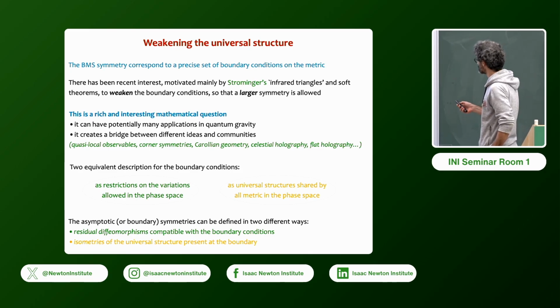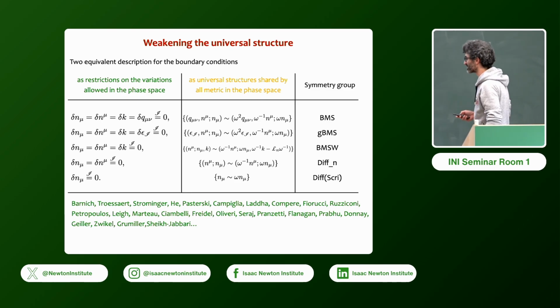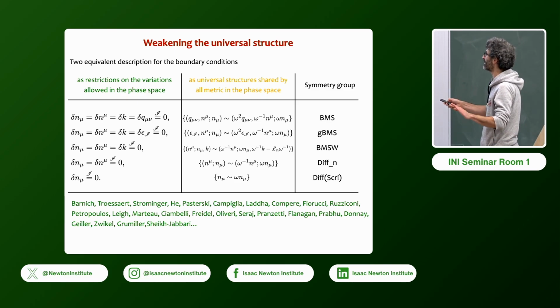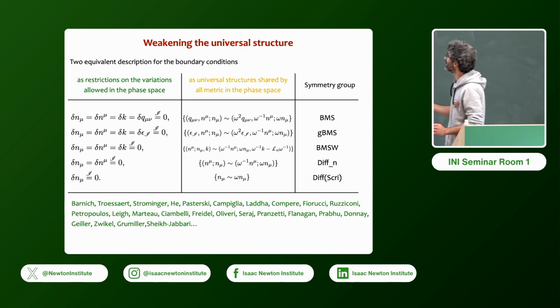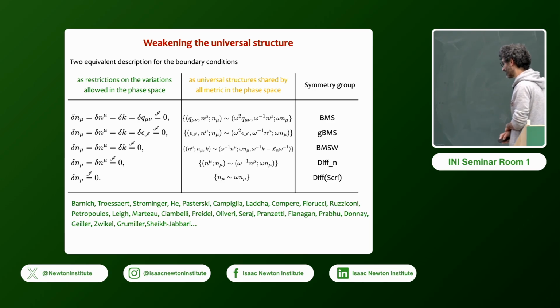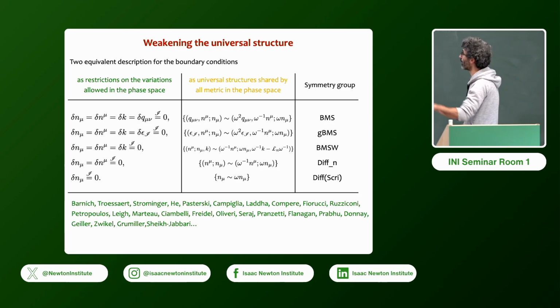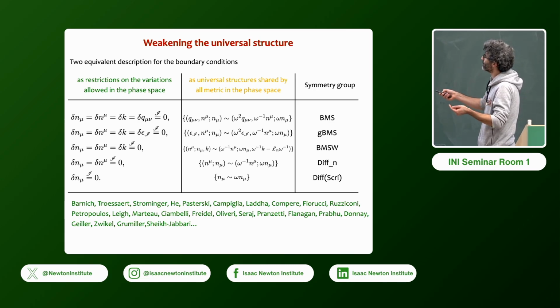So let me just say, if you are familiar with the boundary condition description of the BMS group, then you would say the normal is fixed, the affine parameter is fixed, the induced metric is fixed. If you prefer Geroch's or Penrose's universal structure description, you would say there is an equivalence class under conformal transformations of induced metric and null vector field that are common to all asymptotically flat metrics. These descriptions are equivalent. When you look for residual diffeomorphisms compatible with these boundary conditions, or isometries of this conformal class of fields, you get the same answer, the BMS group.